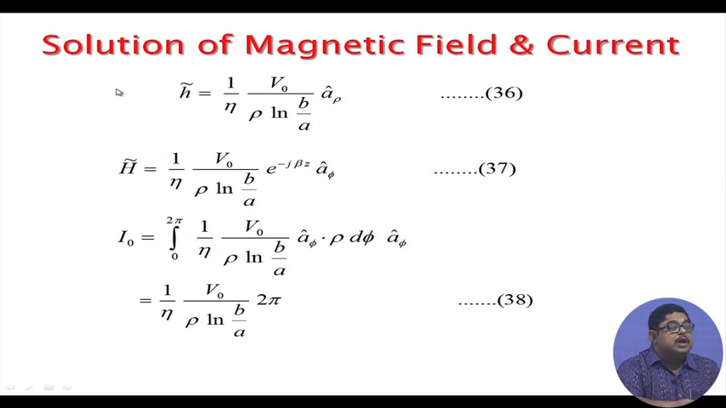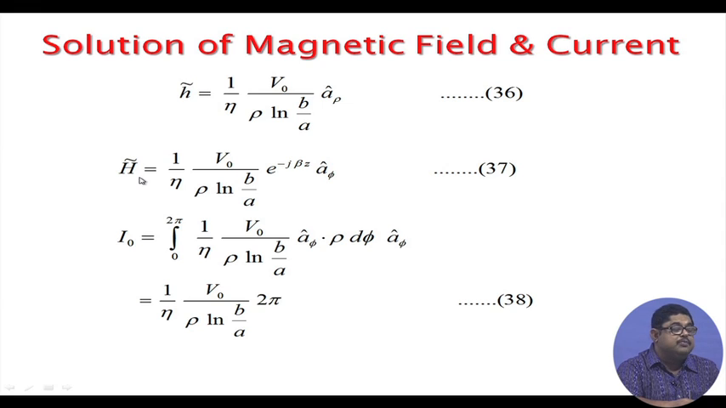Now, similarly, you can find out the magnetic field. You will have to find the transverse component of H as in equation 36. Then you find out the total field phasor. That means this is the transverse component H tilde. So, you will have to take the z variation, e to the power minus j beta z, and the full magnetic field phasor is written like this.